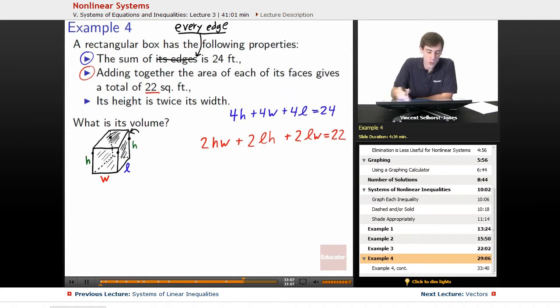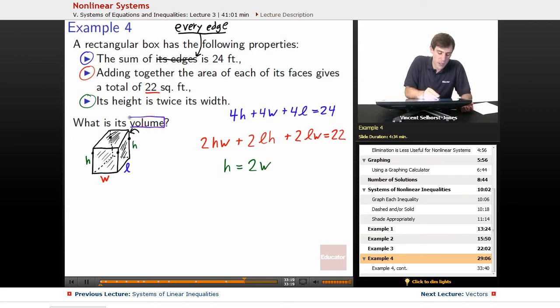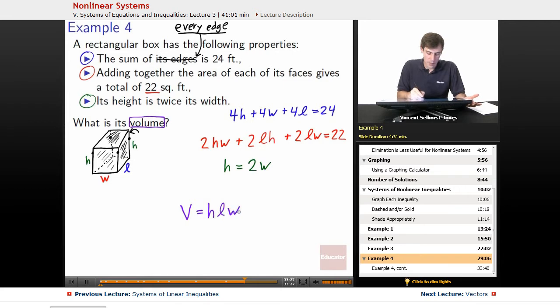And then finally, we were told that the height is twice its width. So that's probably the easiest one of all. If the height is equal to twice the width, so 2 times the width. Great. At this point, how do we find volume? What's volume based on? Well, if it's a nice rectangular box, volume is just equal to all 3 of these variables multiplied together. H times L times W.